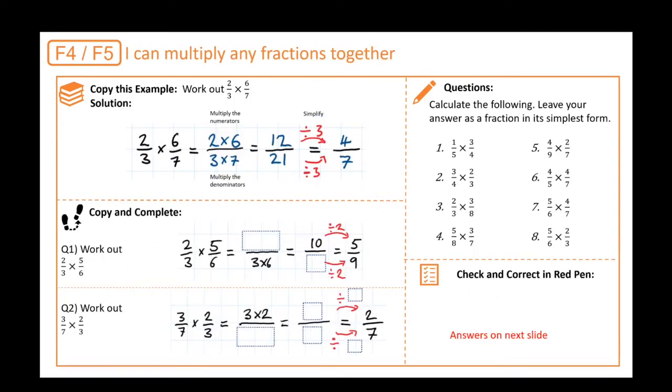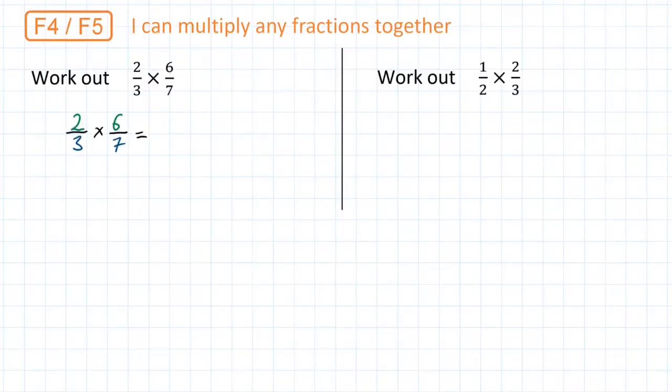Now on to F4, and the next thing you'll see is a short video, 1.5 minutes long, explaining this skill. Let's see how to multiply 2/3 by 6/7. To multiply fractions, we begin by multiplying the numerators together. And then we multiply the denominators together.